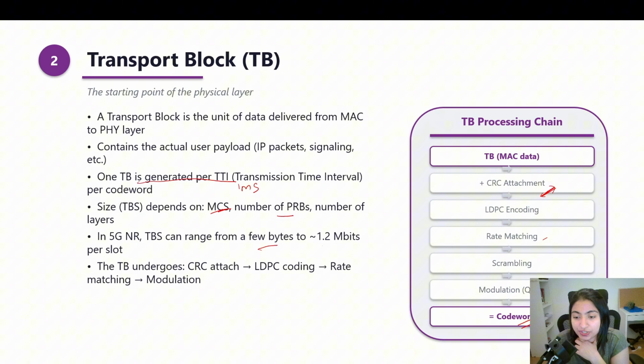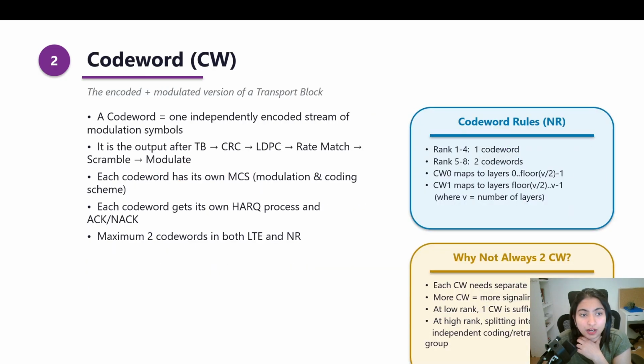So this is the physical layer entity. The physical layer does not know about the transport block. The physical layer does further processing on code words. So a code word is thus a fully encoded and modulated version of a transport block. It's the output of the channel coding that is applied to a transport block. Now the transport block is ready to be placed on a resource grid.